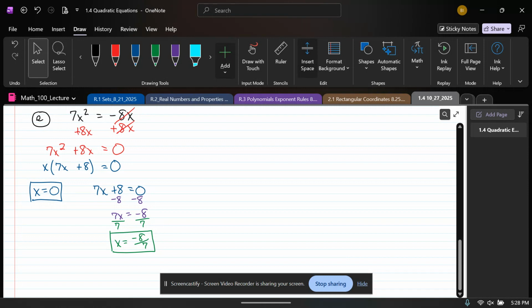But the key is noticing, hey, once I get it equal to 0, I still follow those rules. Get the greatest common factor out first, if there is one, and then factor any other way you can.